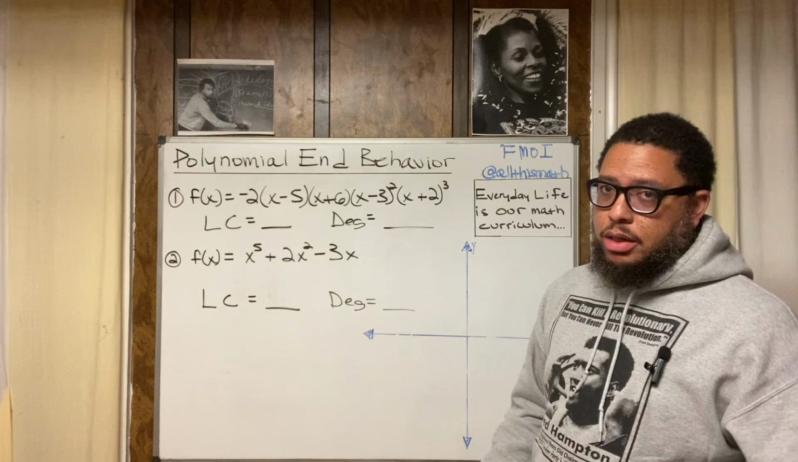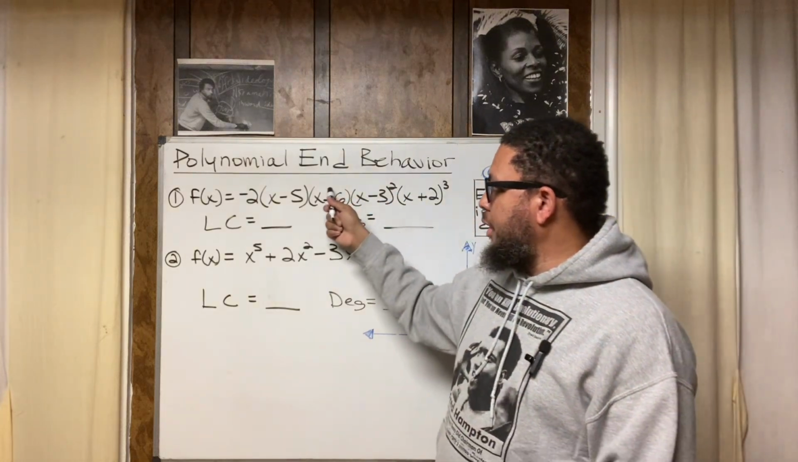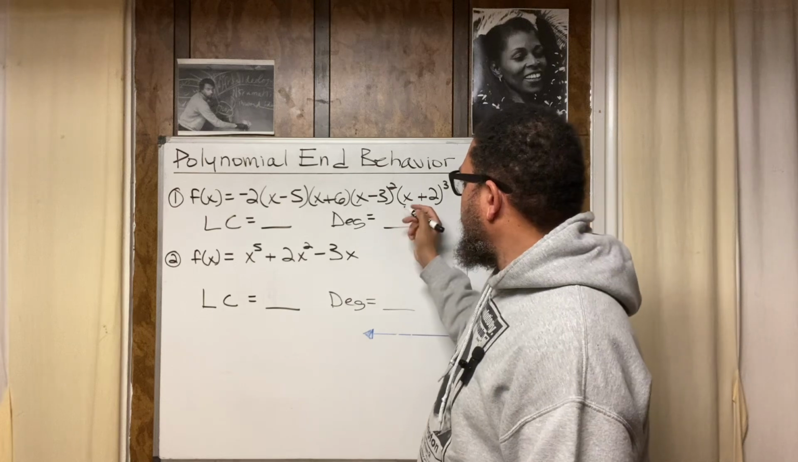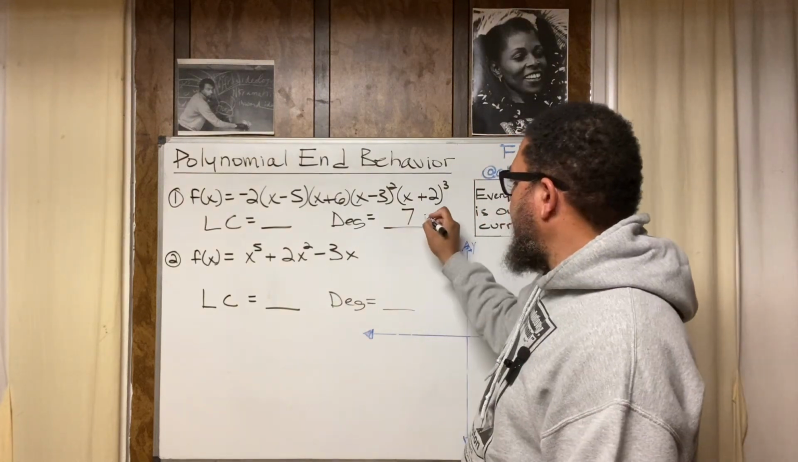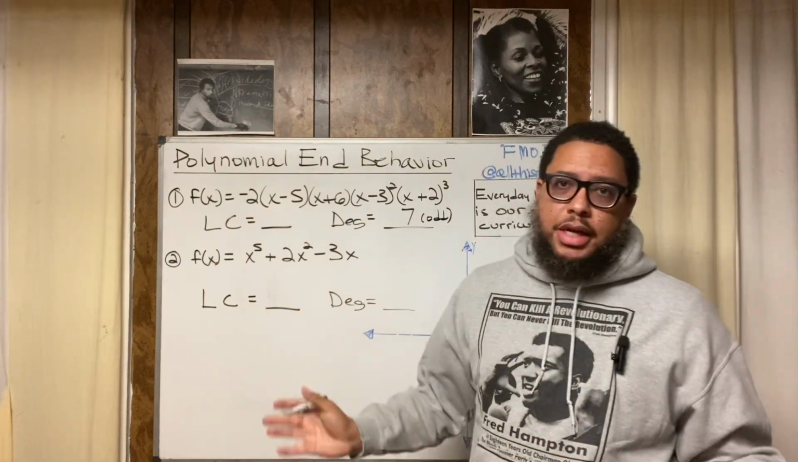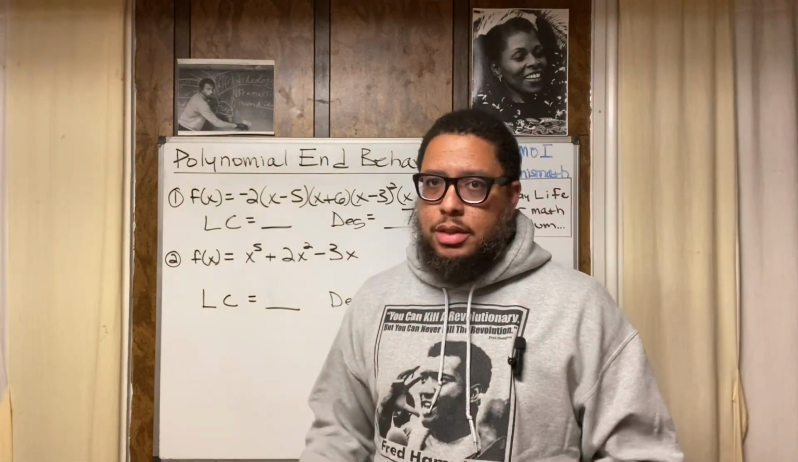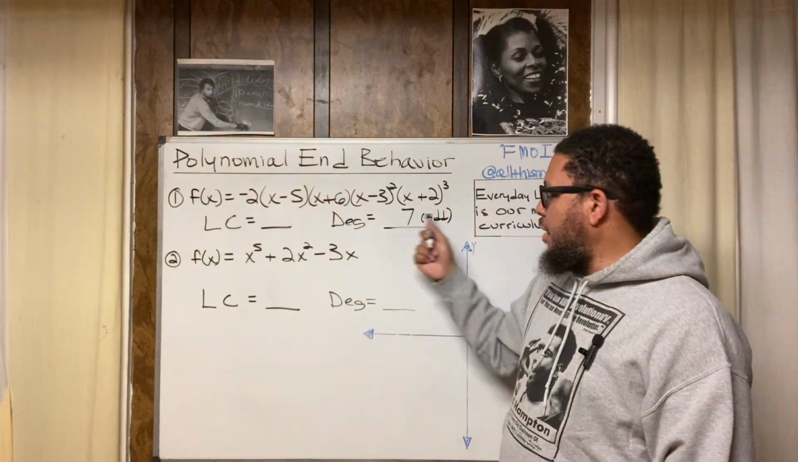That means our degree, let's talk about that first, is going to be 3 plus 2 is 5, plus 1 is 6, plus 1 is 7. So our degree is 7, which is an odd number. That's important. When you find your degree, all you really care about is: is it odd or even? That's all you really care about. Our degree is 7, and that's an odd number.